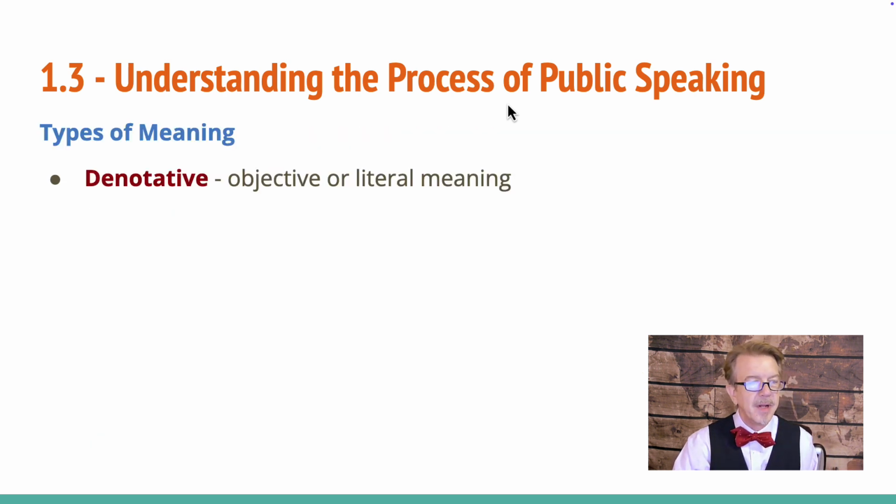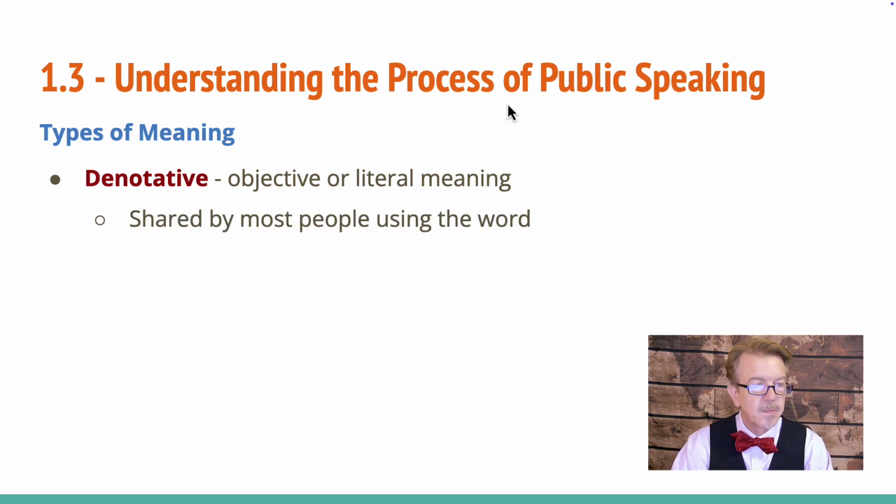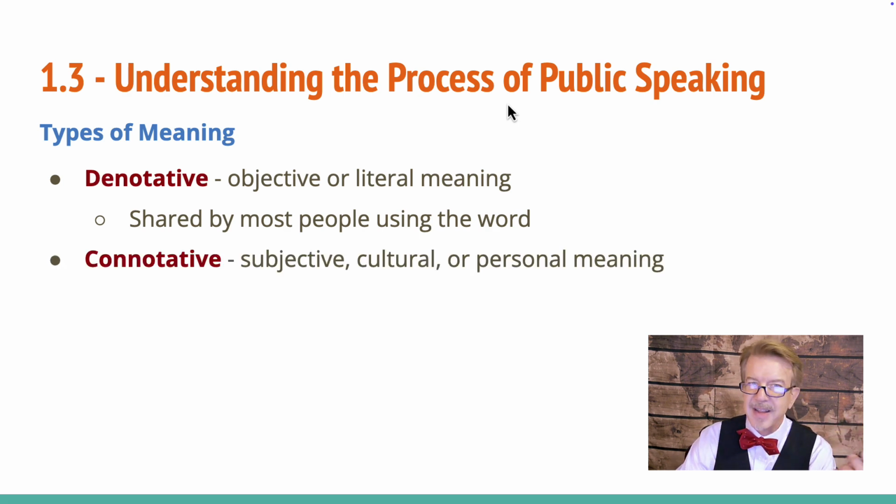Okay, types of meaning. Denotative meaning, this is the objective or literal meaning of the word. Okay, this is a mechanical pencil. And so if I say mechanical pencil, that's what we're referring to. This is shared by most people who use the word, and if they're using the word, they kind of know what it means. Connotative is a subjective, cultural, or even personal meaning.